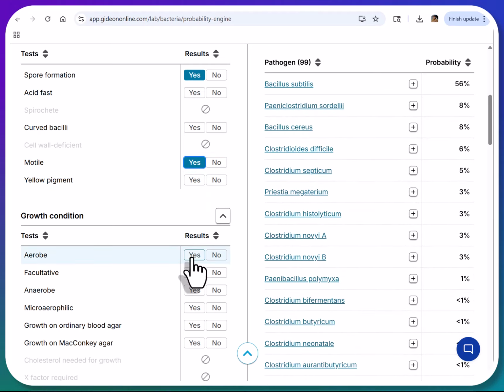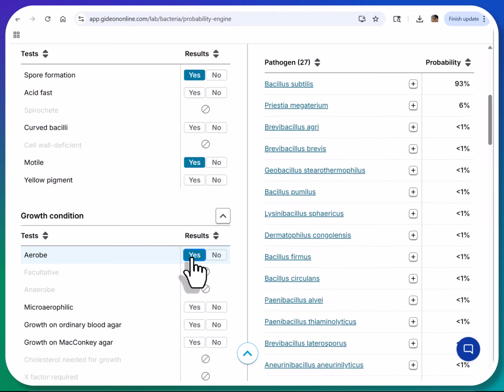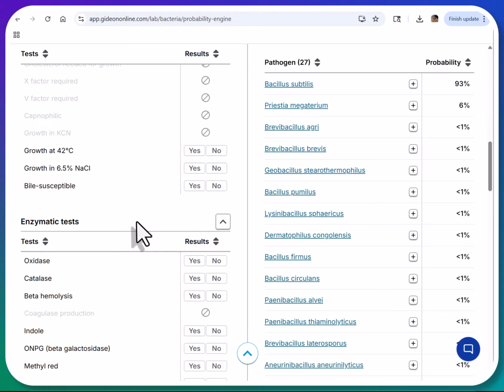It did not grow in the anaerobe chamber, so we call it aerobe. And it does grow in blood agar. It doesn't grow in MacConkey agar. Let's do this. It's negative. We don't know about this because the growth in 6.5% sodium chloride is our mannitol salt agar. It did not grow there, but we're just going to leave it out.